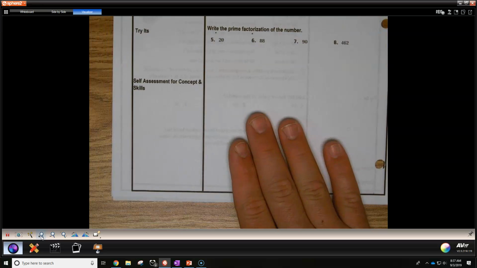I want us to try it for the number 20. We're going to try this together. So everyone follow along, because I'm going to have you try one by yourself in a second.